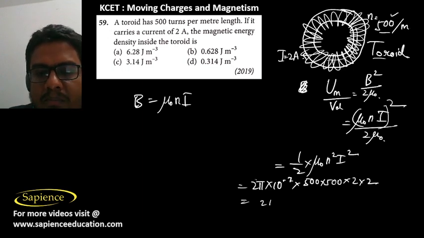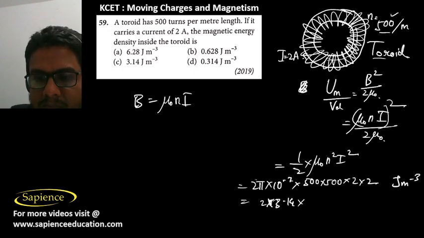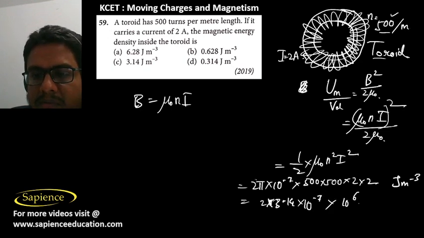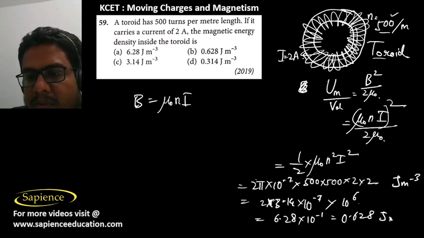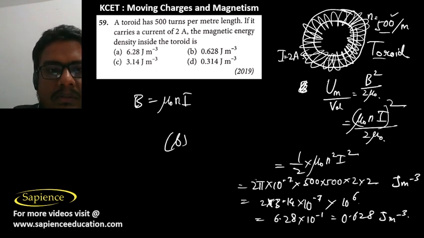So this will be 2 into 3.14 into 10 power minus 7, in joule per meter cube. 500 into 2 is 10 power 3, so 10 power 6. So this will be 6.28 into 10 power minus 1, so this is 0.628 joule per meter cube. So option B is the correct answer.